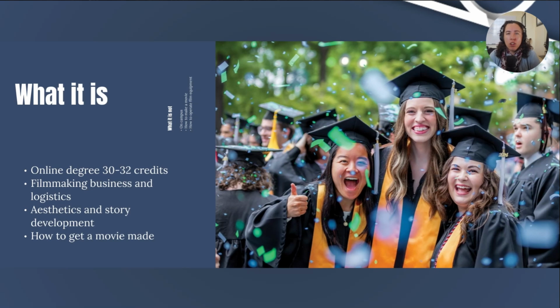So it is an online degree. You can do this completely online with 30 to 32 credit hours of graduate level study. We cover filmmaking, business, and logistics. We also look at aesthetics and story development. And I really like to call this what one of my fellow faculty members said, how to get a movie made. It is not how to make a movie. This is all of the work that goes into a film, getting to the place where you can produce it.